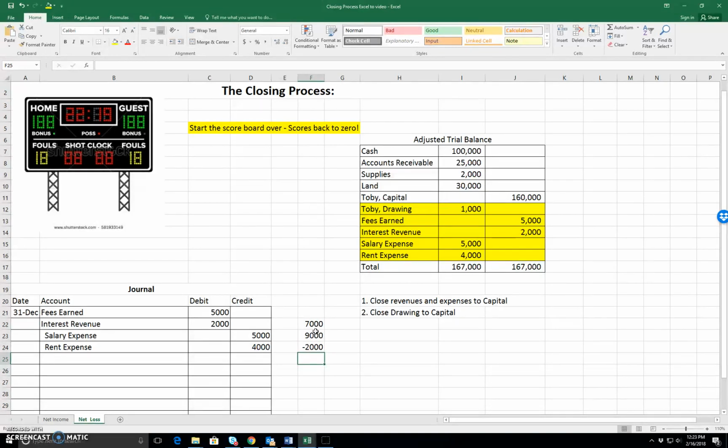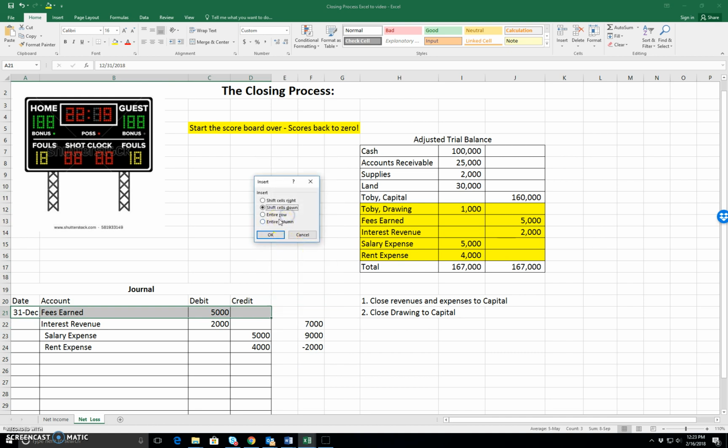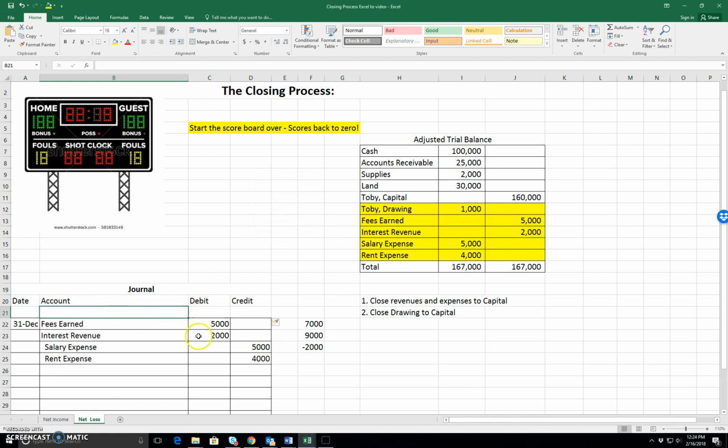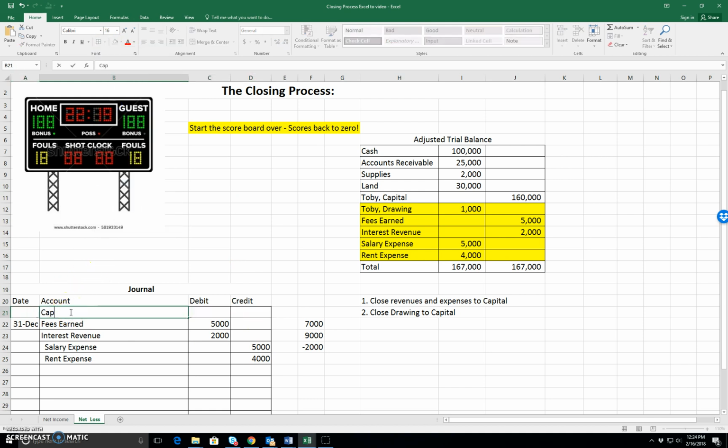So when I go to close this to capital, I need to debit capital. And you know how we're always supposed to list out our debits first? So I actually need a new line right here. So I'm going to add in a new line because I need to debit it. Insert. All right. So I need to debit capital for $2,000. That is going to transfer my net loss to my capital account.